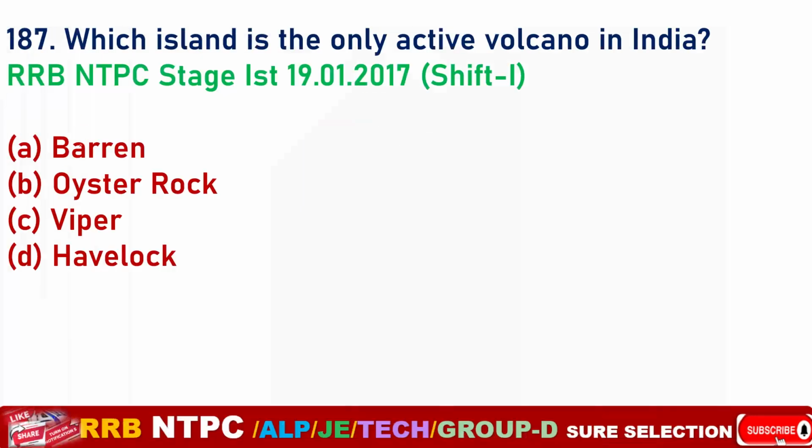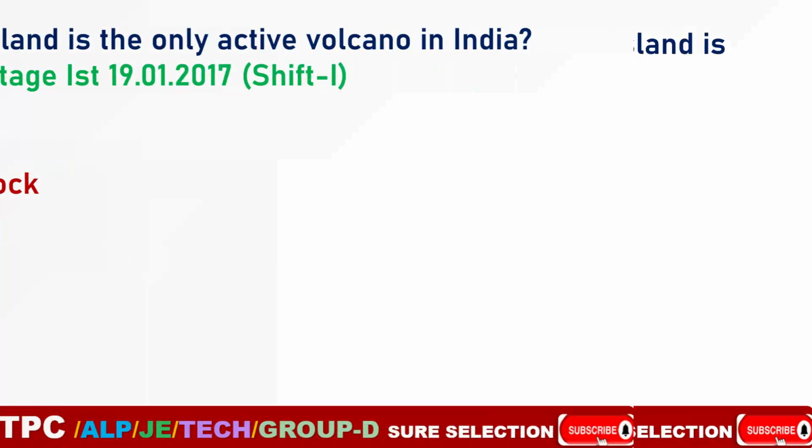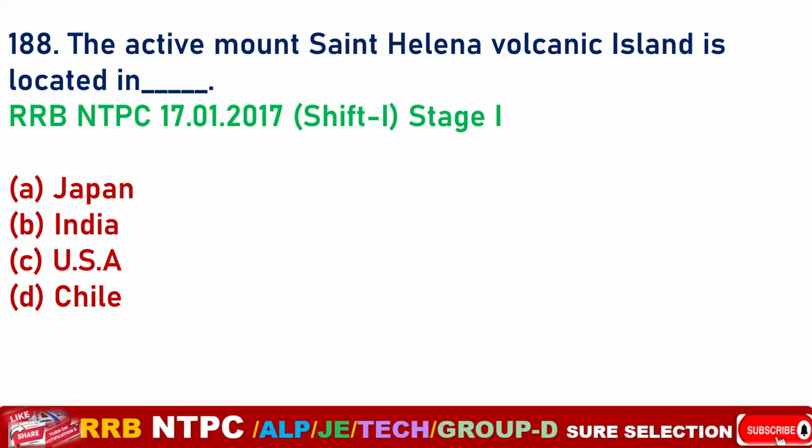Which island is the only active volcano in India? As I said, Barren Island is the only active volcano in India. It is in the Andaman Sea, right? The active volcanic island St. Helena is located in... St. Helena is in USA.